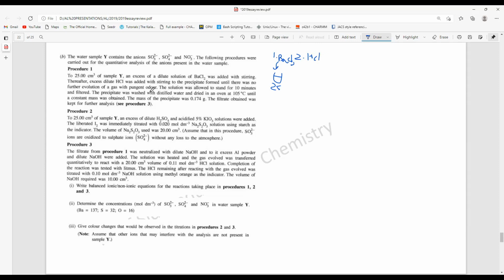No further evolution of the gas. Okay, pungent odor, which means, normally this is diluted HCl. So SO3 2- will react with this one to form SO2 gas. They say here all SO3 2- is completely removed. So at this point, you need to understand there is no SO3 2- in the solution.